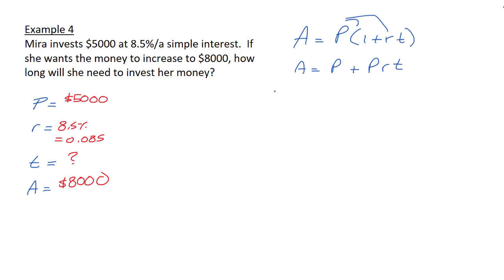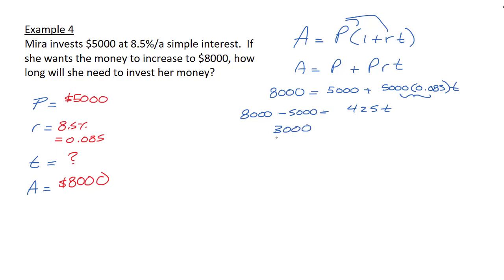All right, so why don't we substitute in and see what we got. The amount to end with is $8,000. The principal is $5,000 plus 5,000 times 0.085 times t. Now we just got to solve for t. So what are we going to do? I'm going to go, what's 8,000 minus 5,000, right? I'm going to go, what's 5,000 times 0.085, which gives me, when I multiply that, $425 times t. All right, so 8,000 minus 5,000 is $3,000. And then we're going to divide that, obviously, by the 425.